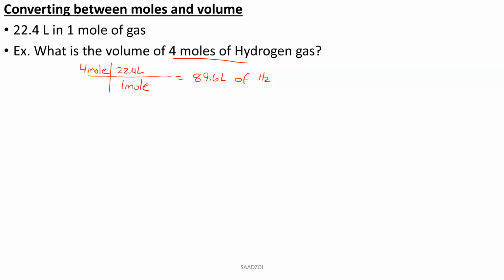Now, you could have plugged in any different chemical. You could put hydrogen, nitrogen, fluorine. If you have 4 moles of it, it's always going to have a volume of 89.6 liters. That's important to note. So the density of the chemical doesn't matter when you're going from moles to liters.